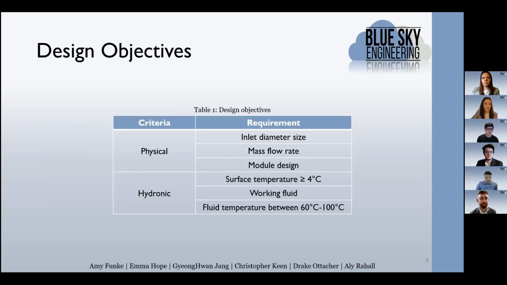There are 6 main design objectives of this project, both physical and hydronic. The physical design objectives are to determine the inlet diameter size and mass flow rate, as well as to create a module design that could be used in various future applications. The first hydronic design specification is that the system being designed must be able to maintain a surface temperature of 4 degrees Celsius for the runway.